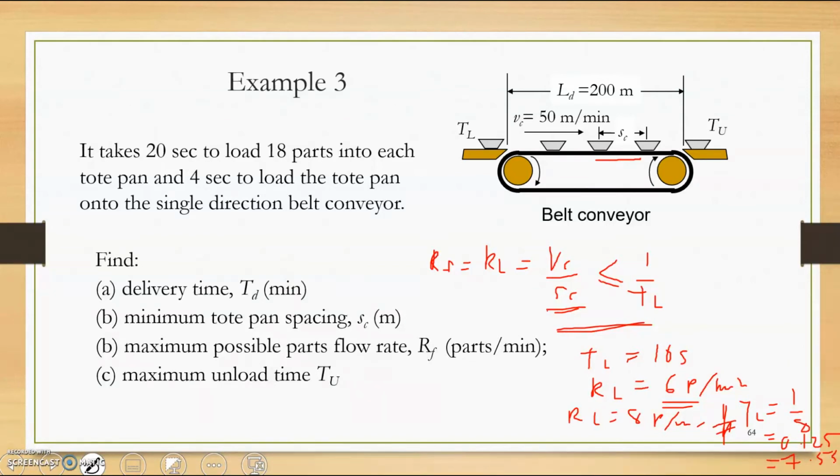So this 7.5 seconds is much less than the 10 seconds. 10 seconds is the limit of the worker, so they cannot do faster. In this case, we cannot achieve 8 parts per minute. So that's why we have this constraint, meaning this value should not be more than 1 over TL, which is the human limit to load the parts.